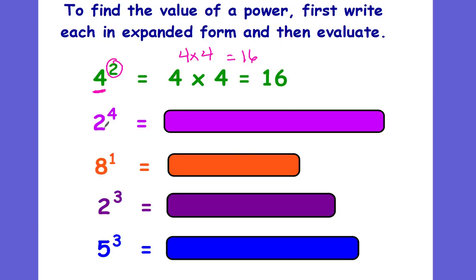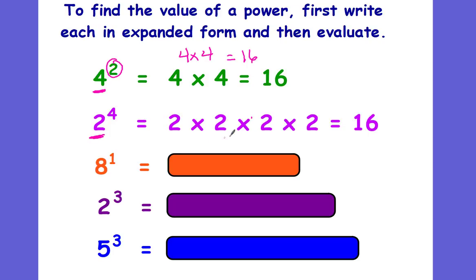2 to the 4th power. Okay, what is the number that you're going to repeat? It's the big base number, which is the 2. How many times are you going to repeat it? You're going to repeat it 4 times. So you're going to get 2 times 2 times 2 times 2. Now, to do the math, you just multiply. 2 times 2 is 4. Then you multiply 4 times 2 and you get 8. And then you multiply 8 times the last 2 and you get your answer of 16.